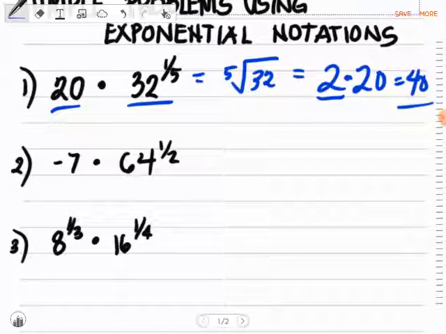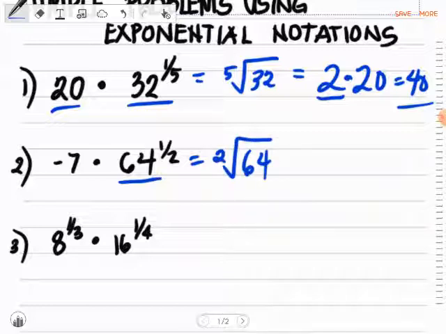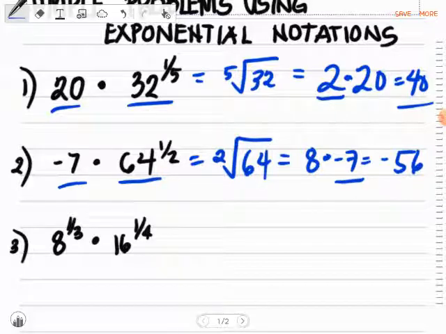For number 2, we have negative 7 times 64 raised to 1 half. So first, this exponential variable, kailangan muna natin siyang gawing a whole number. So this will become the square root of 64. Okay? So what is the square root of 64? That's 8, times negative 7. The answer is negative 56. So kung galing si negative 7, dito po.